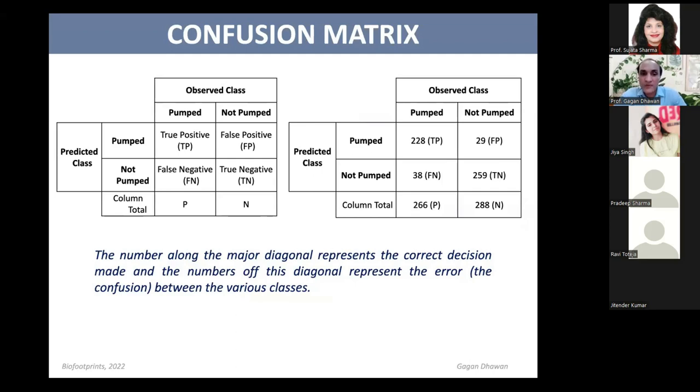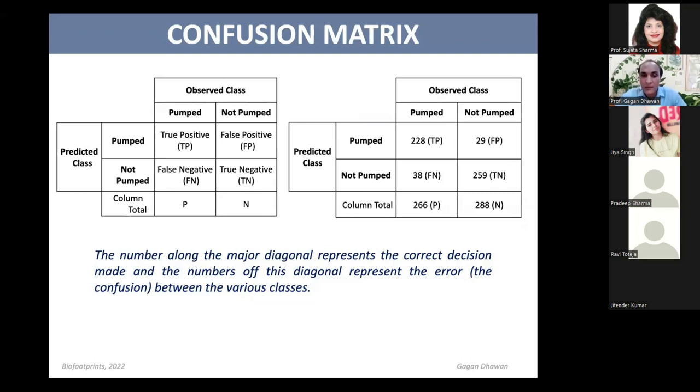So if the observed class, which is experimental, as well as the predicted class, both are pumped, that means your prediction is saying that this molecule can be pumped out, as well as the experimental data is showing the result that it is pumped. So we say this is true positive. Similarly, if your prediction class is saying pumped, but the observed class is saying not pumped, we say false positive. And similarly, you have false negative and true negative.